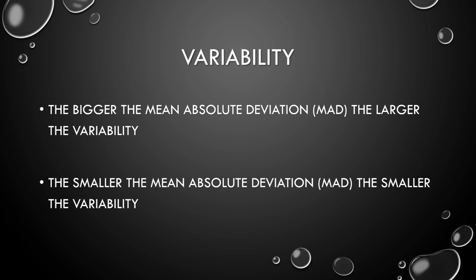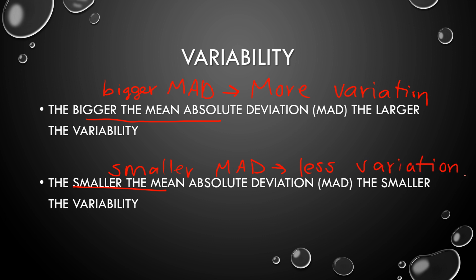Alright, so variability. The main thing to remember with variability is this. The bigger your mean absolute deviation, so the bigger your MAD, the more variation you are going to have. The smaller your MAD, the less variation you are going to have. Okay, so they correlate with each other. The bigger your mean absolute deviation, the larger your variability. The smaller your mean absolute deviation, the smaller your variability.